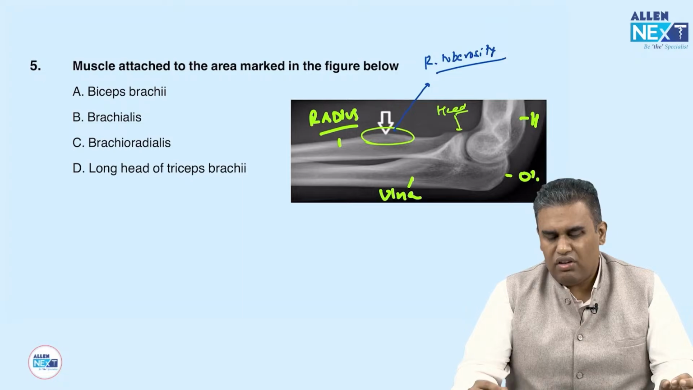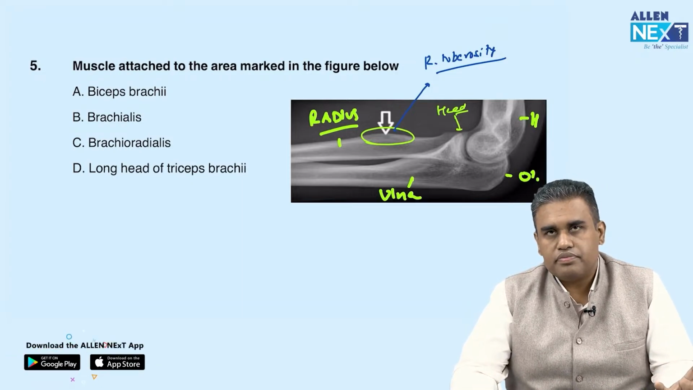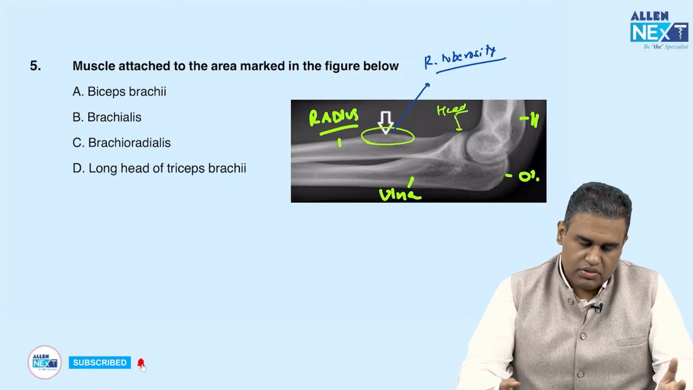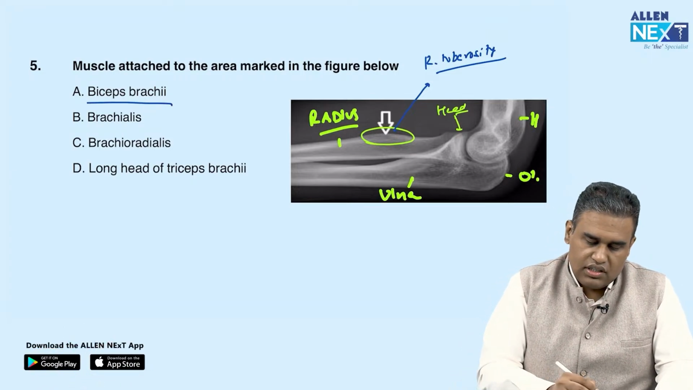This is basic anatomy. Even if you don't know the details of the tuberosity, you should identify the radius, ulna, humerus. That is a must know. I hope all of us agree with that. Now look at the options. Biceps brachii attaches to the radial tuberosity. Therefore, this is the answer.